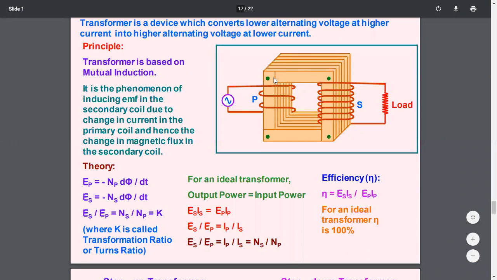Because this magnetic field will not diverge out into the surroundings, but will transfer like this into this. So flux will be changed here. And because of the changing flux in the secondary coil, EMF will appear across the secondary coil.